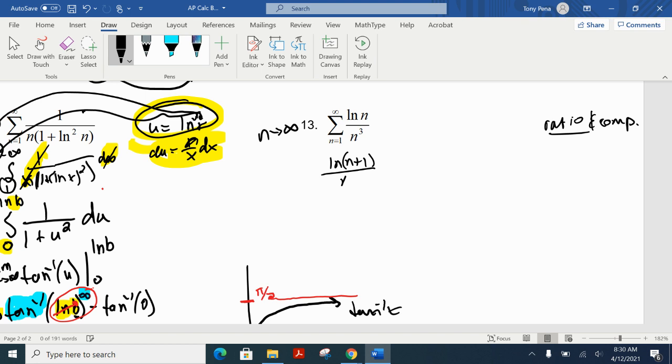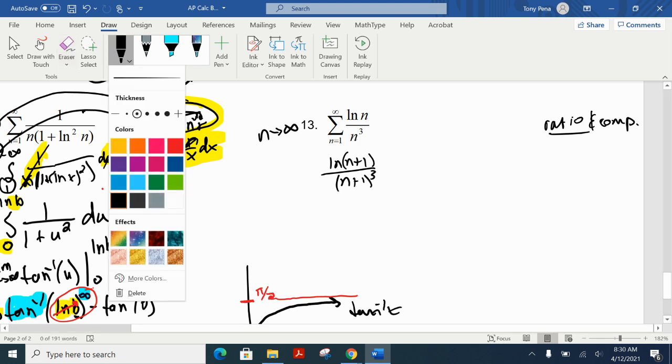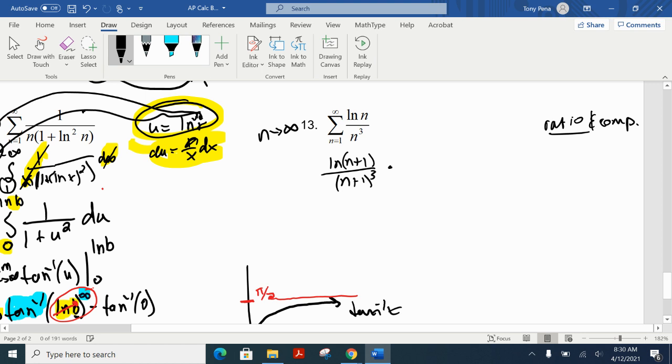By and large, most people like the ratio test better because it follows the same pattern all the time. So let's go ahead and do the n+1 series, and then I would divide by the original series. But let's save a little time here. I've gone on long enough. Let's multiply by the reciprocal of the original instead of dividing by the original.